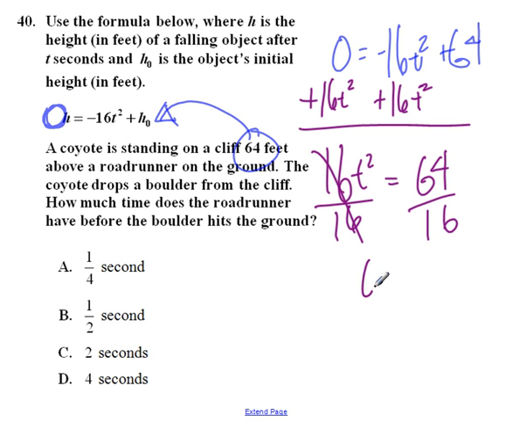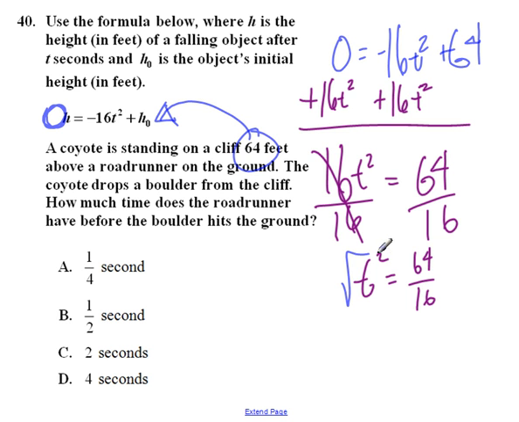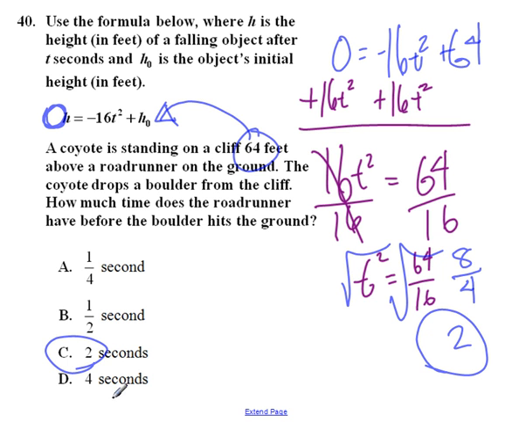Alright, 16 divided by 16. Get that out of the way, so we got t squared equals. Now I'm just going to leave this here, 64 over 16, because I know my next step is going to be square root. And do I know what the square root of 64 is? I hope so. 8. Do I know what the square root of 16 is? Yes, it's 4. And what's 8 divided by 4? 2. And that's how we get our 2 seconds for how long it takes for the, I guess, boulder to hit the ground.